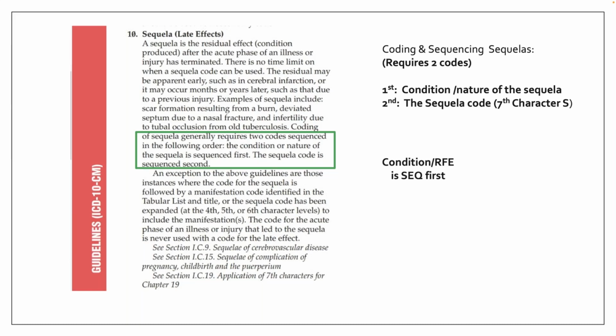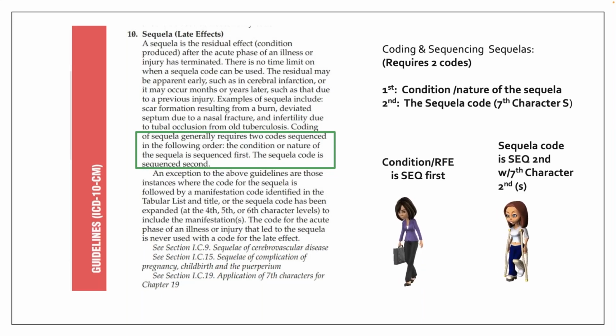If we think about Julie, you're going to code her limp first, because this is the nature of the sequela or the condition. And second, you're going to code the sequela code, that injury that ends with S, a sequela. It's not going to end with A because it's not happening now. You will use the S, 7th character extender.